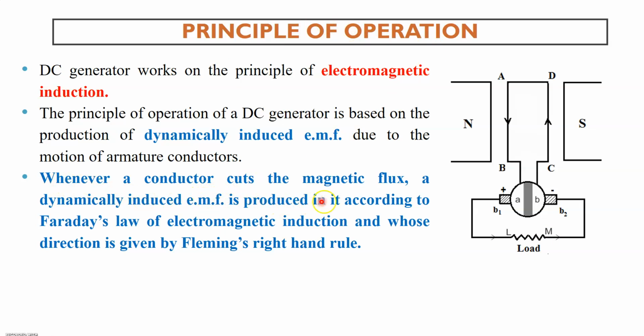Now, what is the principle of operation of a DC generator? Whenever a conductor cuts the magnetic flux, a dynamically induced EMF is produced in it according to Faraday's law of electromagnetic induction, and its direction is given by Fleming's right hand rule. This is the principle of operation of a DC generator.